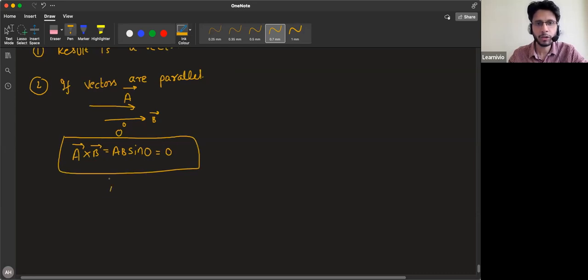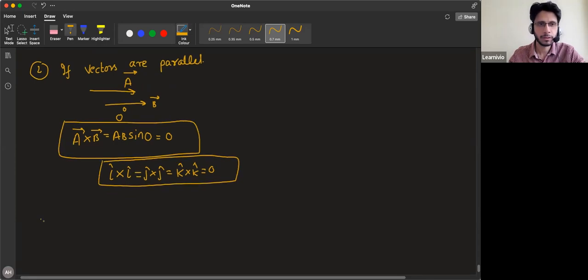So if I take the cross product of I cap and I cap, Aksa, what's the angle between I cap and I cap? 0. So the cross product would be 0. If I take I cross I, J cross J, or K cross K, the cross product will always be 0. Third part.